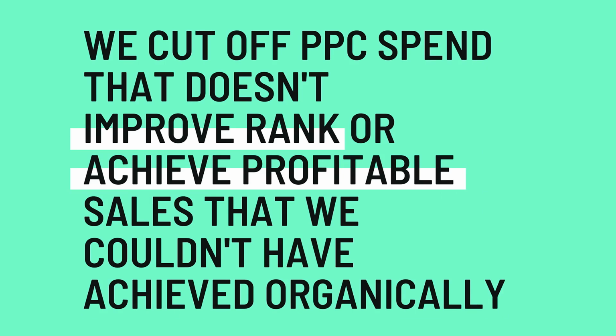Also, we cut off pay-per-click spend that doesn't either improve rank or achieve profitable sales that we couldn't have achieved organically. So if it's not advancing organic rank, we're going to reduce our bids, reduce our budget, or stop that spend entirely. Equally important, if we're not actually getting those incremental profitable sales that we wouldn't have otherwise gotten from our natural organic rank anyway, we're going to do the same thing. We're going to reduce our bids, reduce our budget, and or shut those ads off.